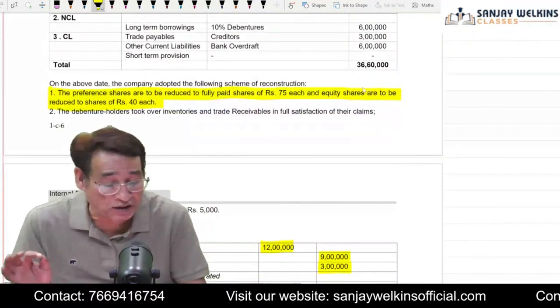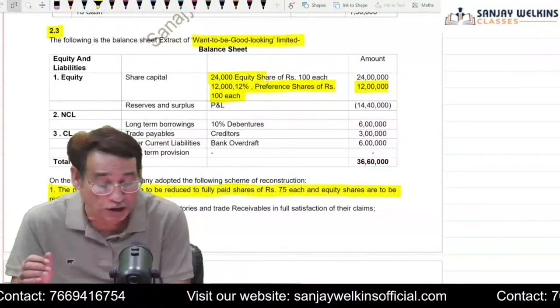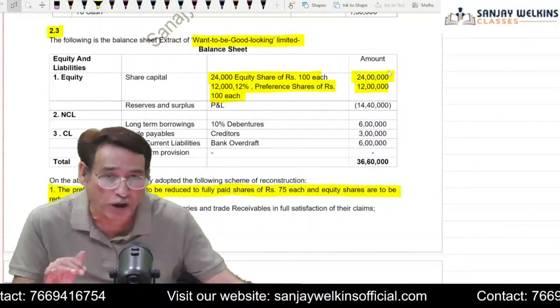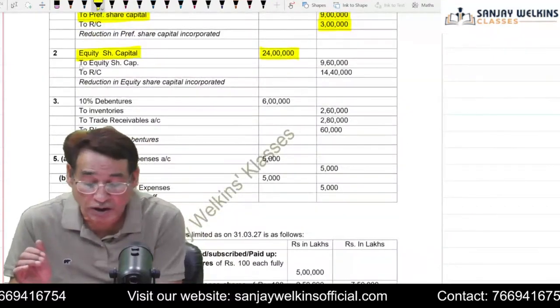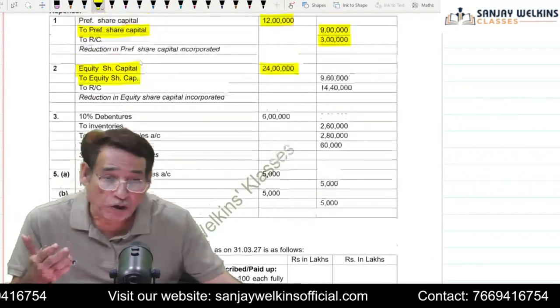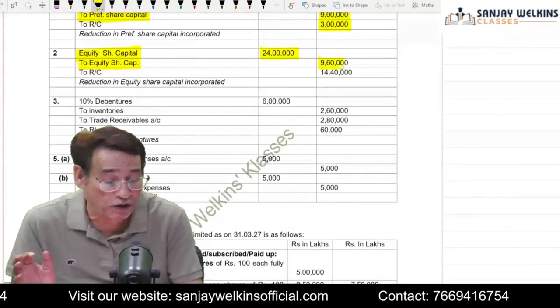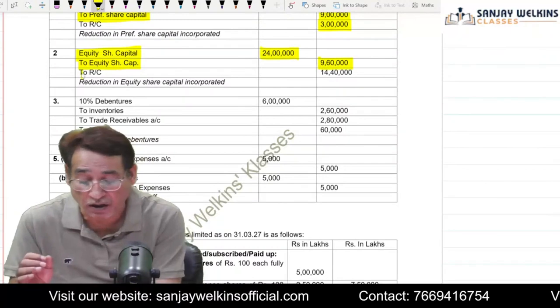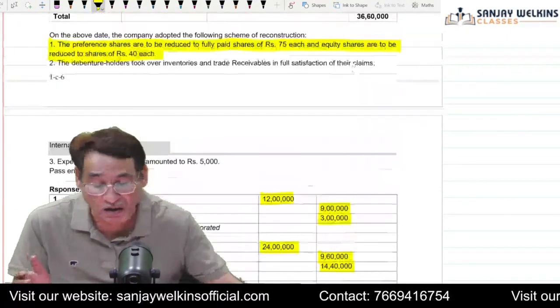Besides that, the question says that equity shares are reduced to rupees 40 each. Our equity share capital is 24,000 shares of 100 each. First, you are going to debit it, 24,000 into 100, and then you are going to credit. Because it is reduced to 40 each, as written in the question, 24,000 into 40 will be equal to 9,60,000, and in the reconstruction account you will write 24,000 shares into 60. Correct? This is the entry.